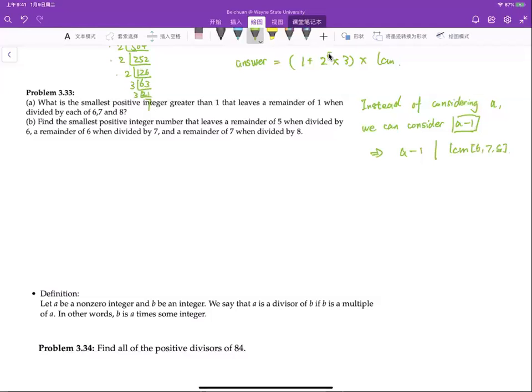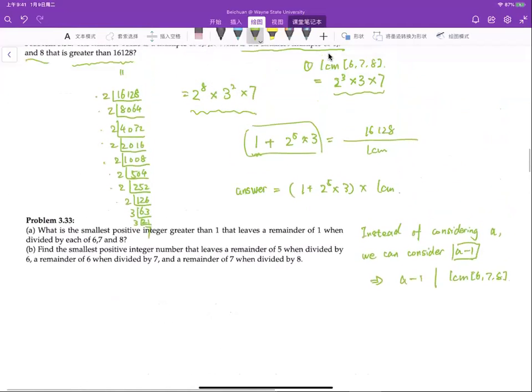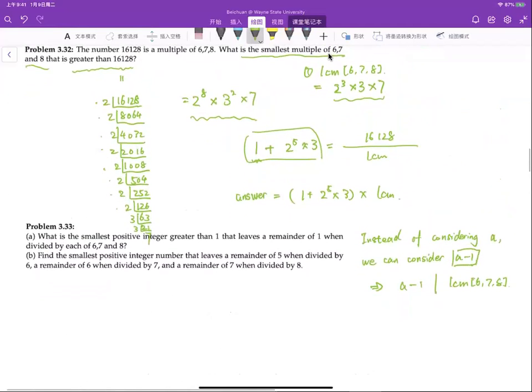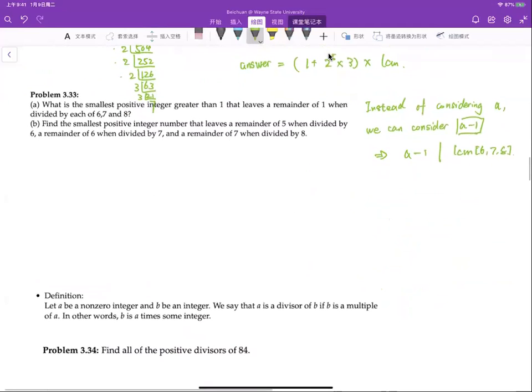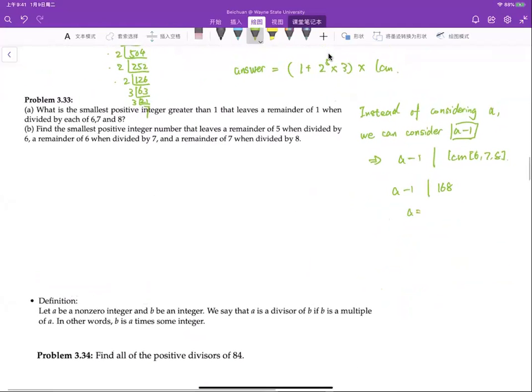Well, so we have found that in the previous question, right? So that's 8 times 21, which is 168. So in this case, the smallest number A will be, that means A minus 1 is a multiple of 168, then the smallest A will be 169.